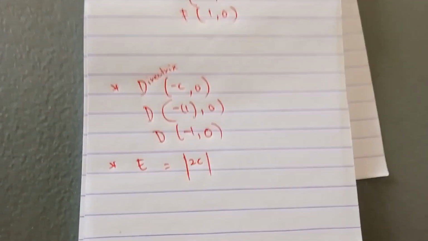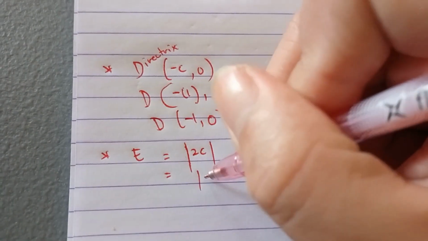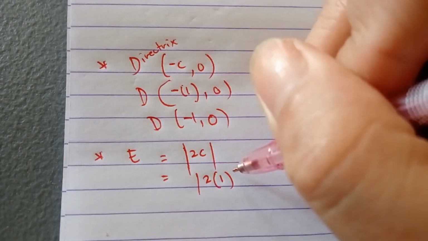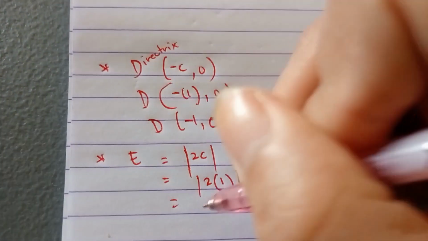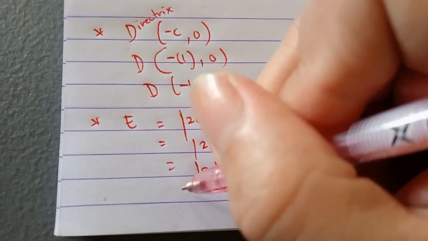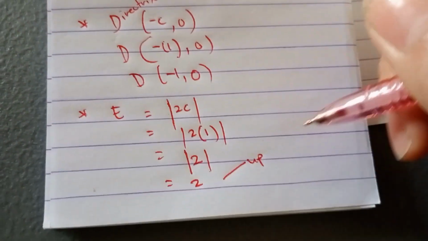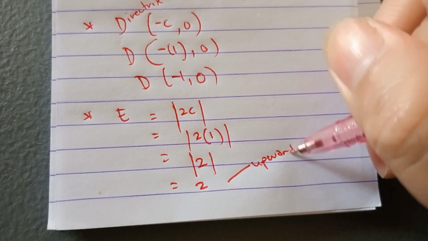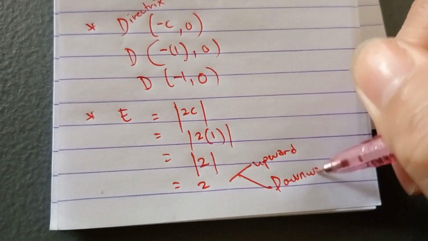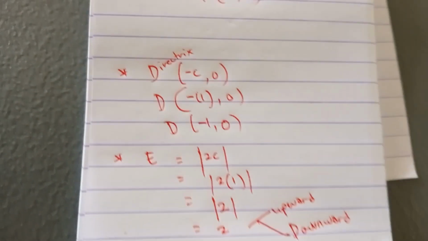Understood? Then, let's proceed to the last step. We have the endpoints of the latus rectum, the absolute value of 2c. The value of c equals 1. Substitute lang ang 1 sa c. Then, 2 times 1, we have 2. The absolute value of 2, we have 2. Because when we talk about absolute value, always positive yung answer, kahit negative pa yung nasa ilalim or yung nasa dalawang prior lines. Okay? Meaning to say, you need to move upward and downward.